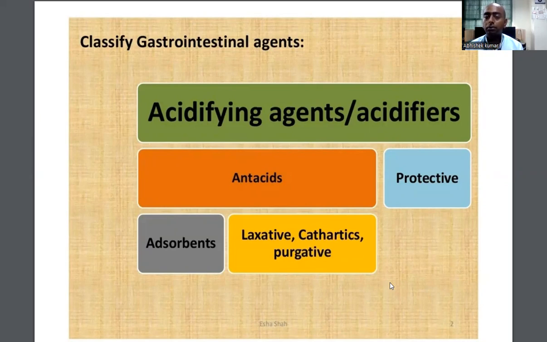According to the Indian Pharmacopoeia, it can be subdivided into acidifying agent or acidifier, antacids, protective, absorbent, and laxative cathartic. These are some classifications of gastrointestinal agents.